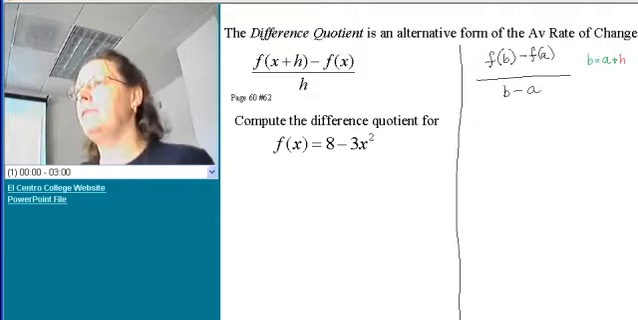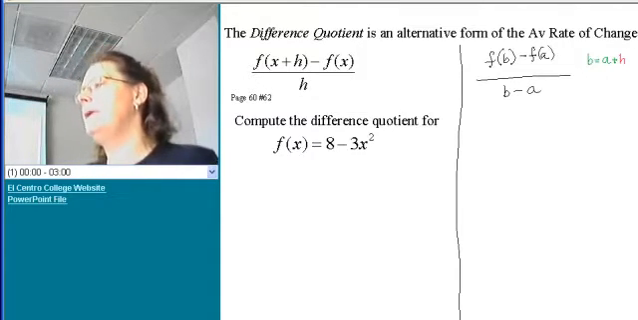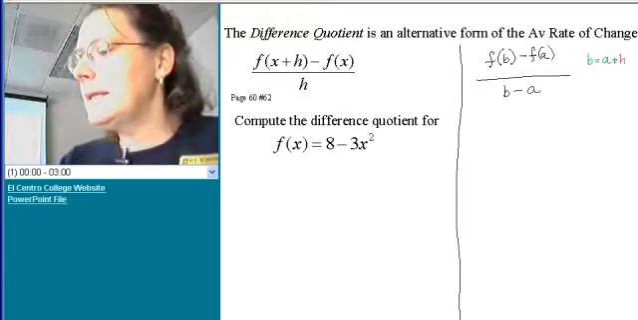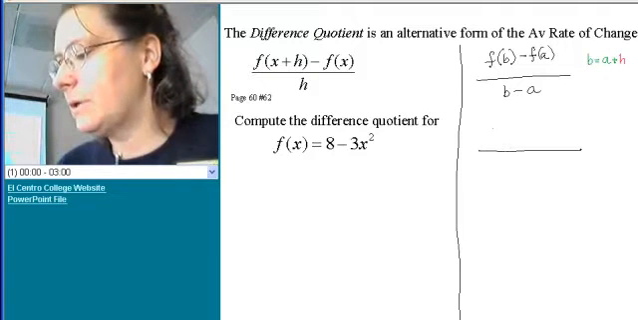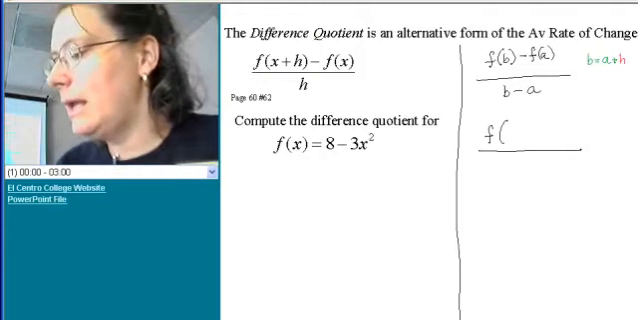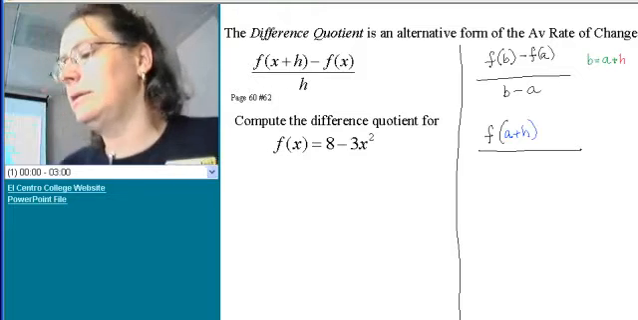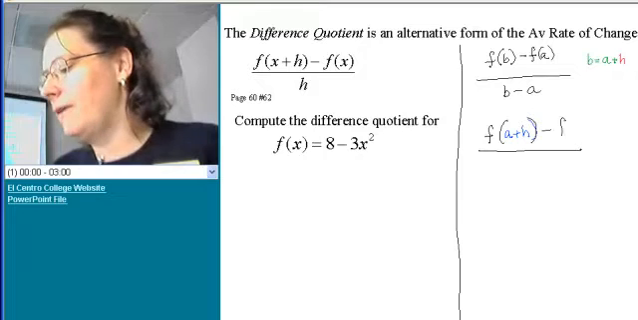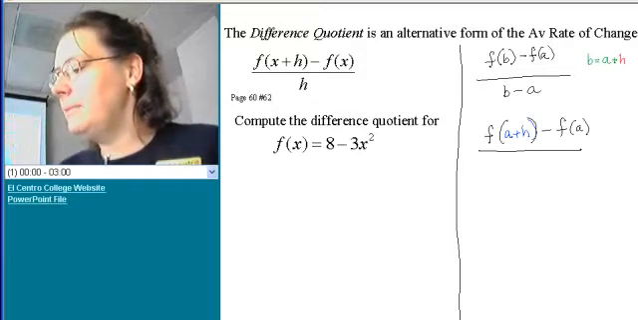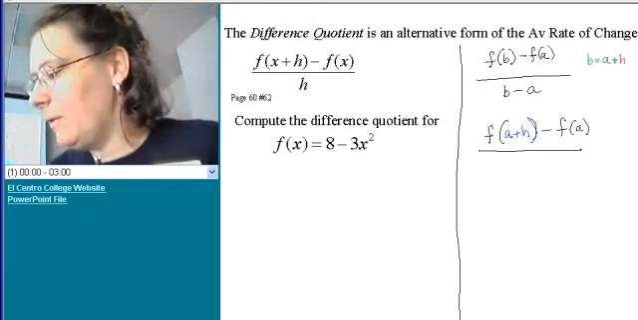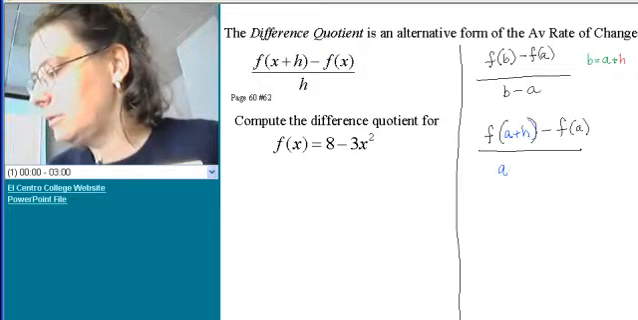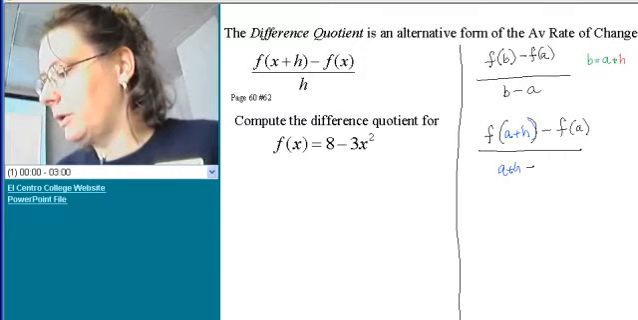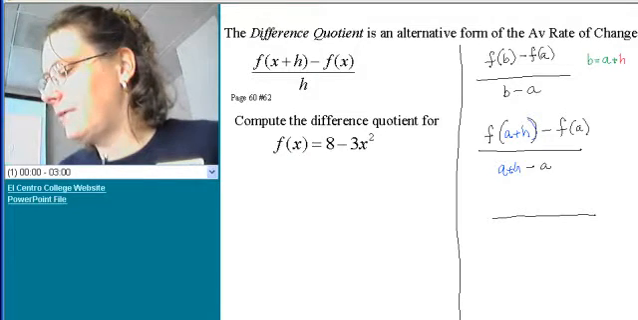So I'm looking at the other number being related to a by being a plus a little bit. Instead of having the b, we're going to write in a plus h, our little bit, minus f evaluated at a. In the denominator, instead of b, we write a plus h, minus a. So what do we get in the denominator? We'll just have an h.